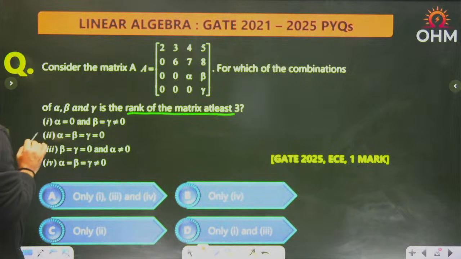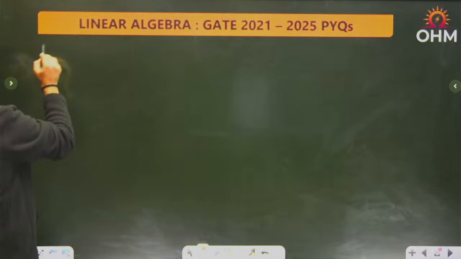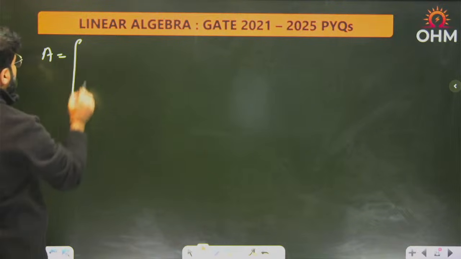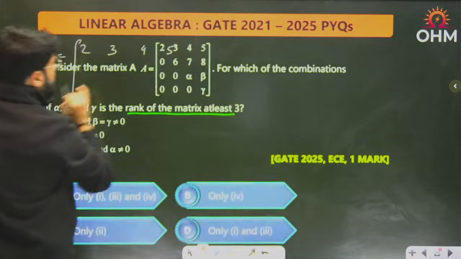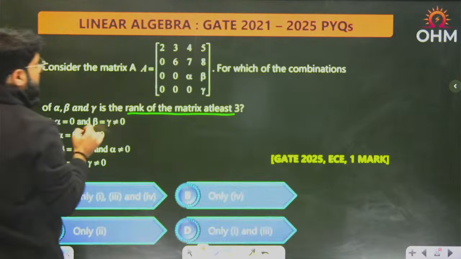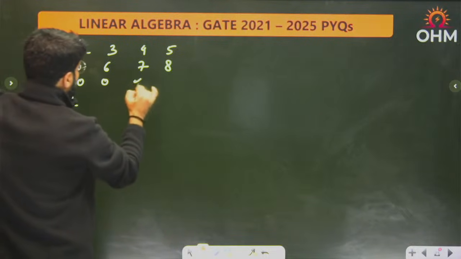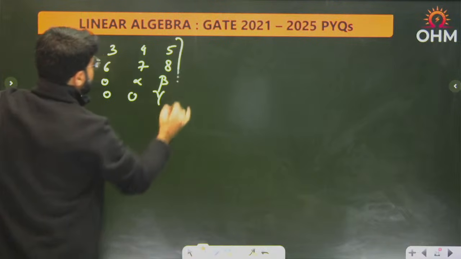So the rows are 2, 3, 4, 5. Then you have 0, 6, 7, 8, and 0, 0, alpha, beta, and 0, 0, 0 and gamma. This is the matrix given.